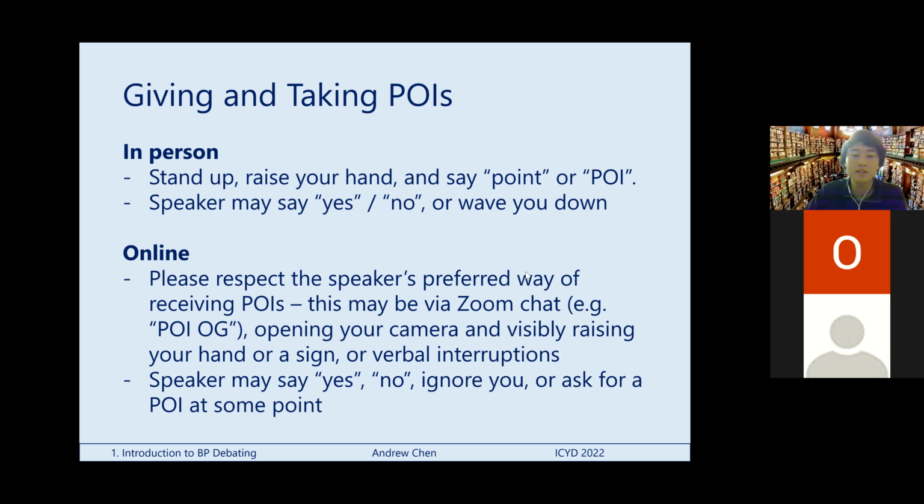The speaker might say yes, they might say no. In online debating, because you don't really see them as easily, quite often speakers will just ignore you. It's a little bit unfortunate, but you can't interrupt if they're just ignoring your POI. And in many cases, speakers will actually find it more convenient online to ask for a POI at some point, which you can do. You might just stop just before 4 minutes and say, are there any POIs from OG? And then they might offer you one then.